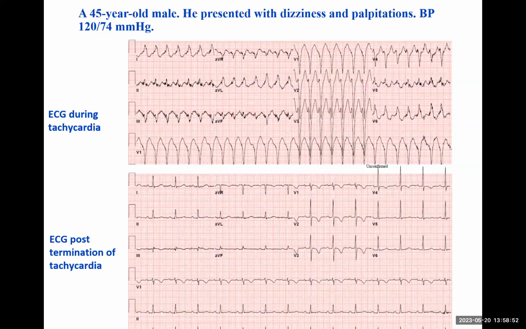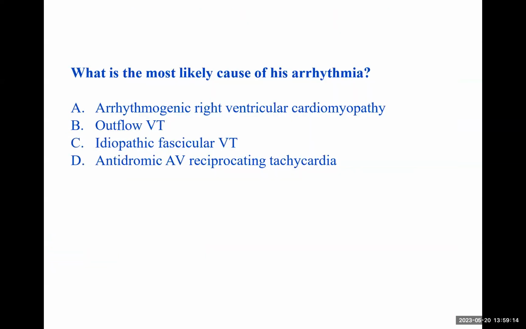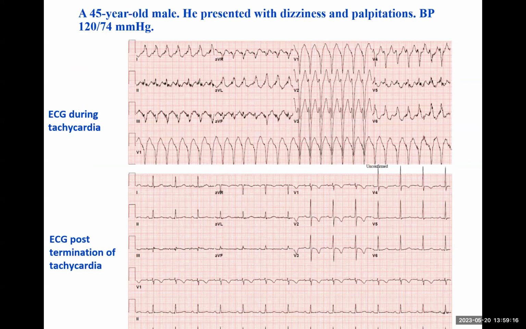I'll go back to the ECG. I'll give you more time to analyze it. So it's between A and B. A is arrhythmogenic right ventricular cardiomyopathy. B is outflow tract VT. Yeah, T wave in V1, 2, 3. Okay, this can give you a clue.